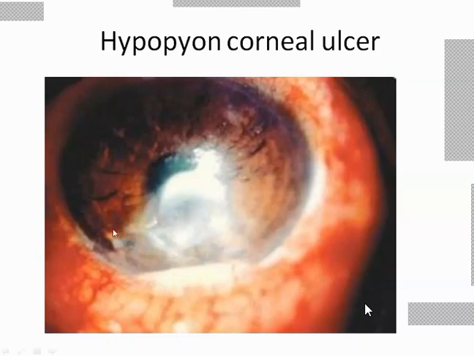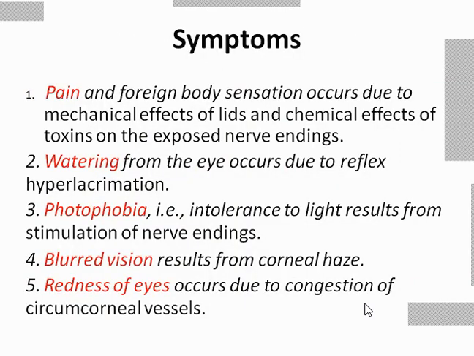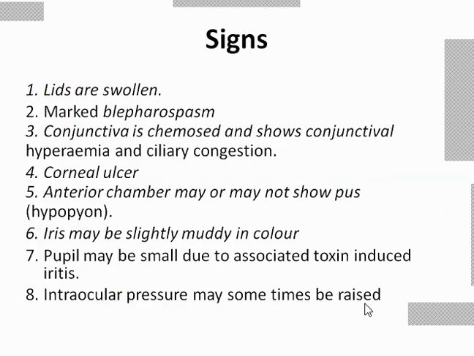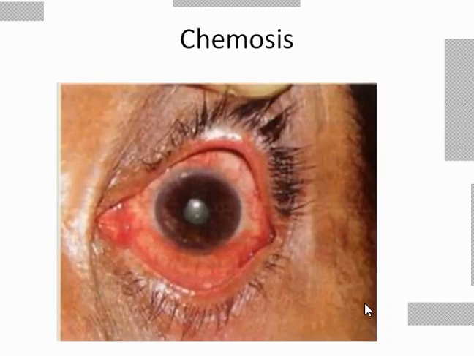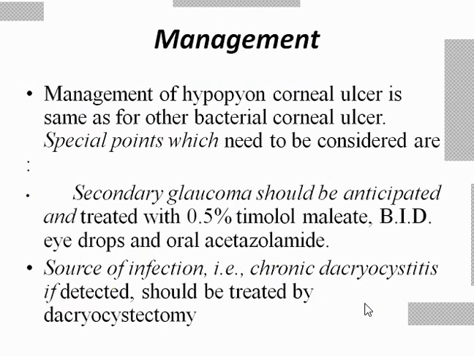Can you see the hypopyon? This is the ulcer, okay? This is the hypopyon. It looks like a fungal ulcer, because when I talk about the fungal ulcer, I'll tell you the most important characteristics of the fungal ulcer. Symptoms are pain, watering, photophobia, blurred vision, redness of the eyes, and swelling. Blepharospasm will be there. There is a corneal ulcer, pus in the anterior chamber, and chemosis. So I'll talk something about fungal corneal ulcers.